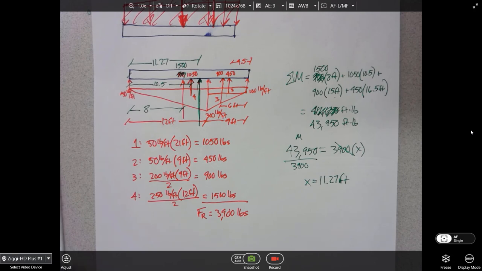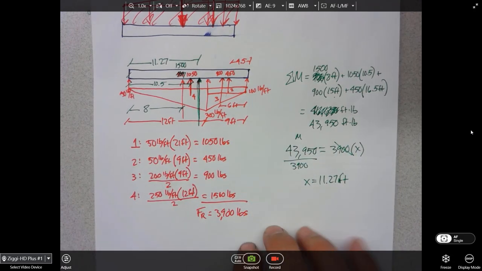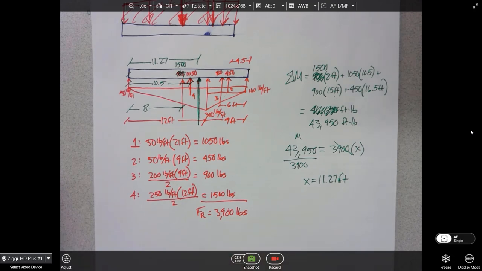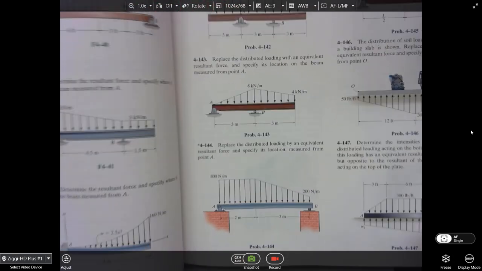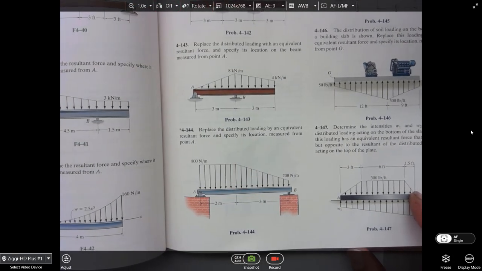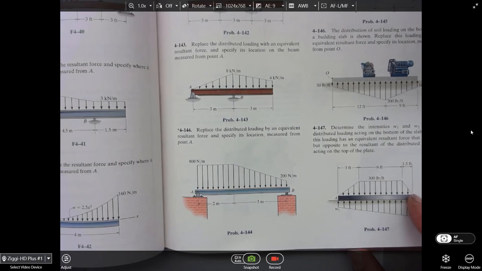Let's do one more. Yeah, Sean. Well, it's certainly close, but when you say you did it a completely different way, what different way did you do it? How about we'll go out with an easy one. Do 4144 there. Replace the distributed load.